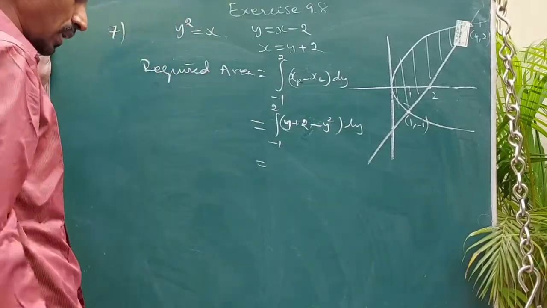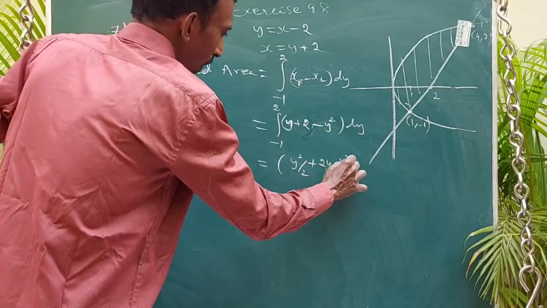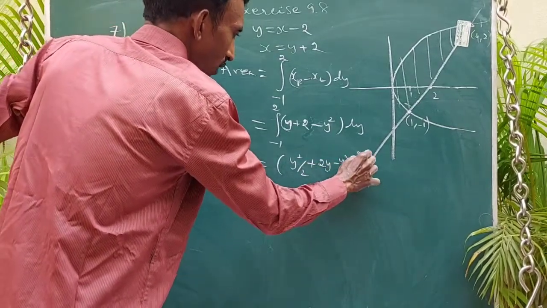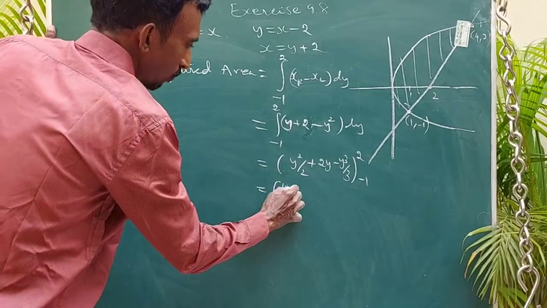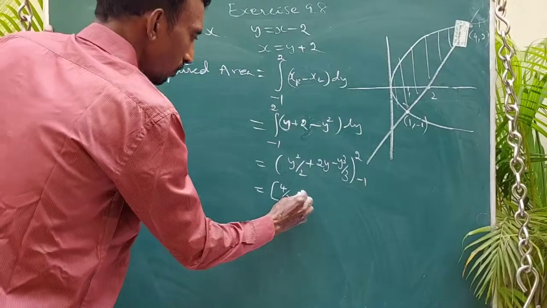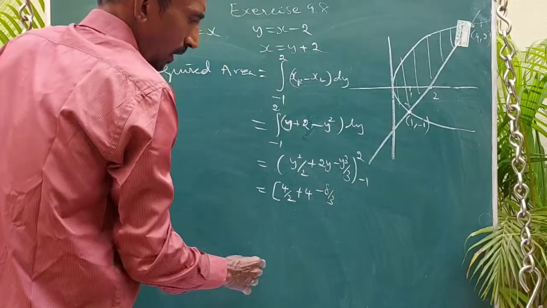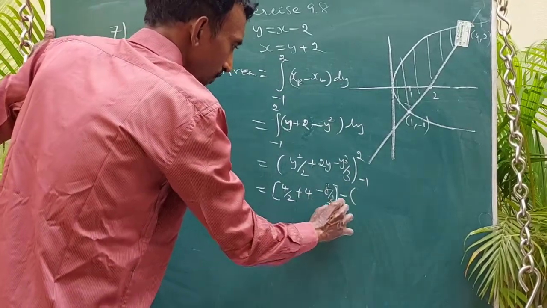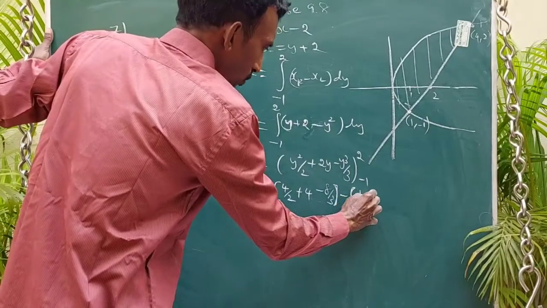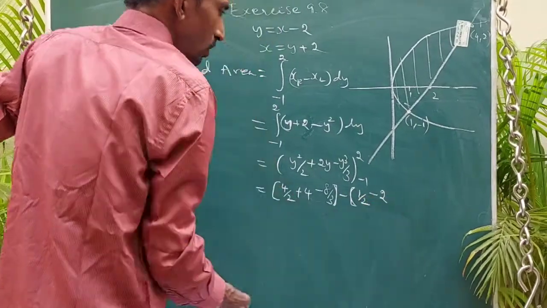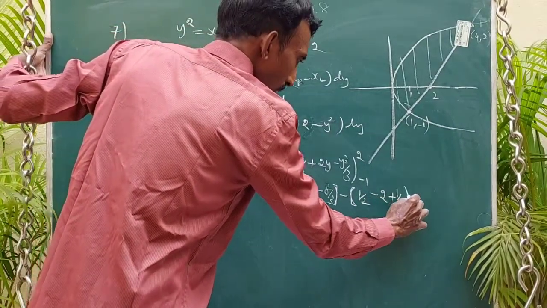So very simple integration. So y square by 2 plus 2y minus y cube by 3, integral minus 1 to 2. First put the upper limit. So 4 by 2 plus 4 minus 8 by 3. So upper limit minus lower limit. Okay. So minus, the whole square, plus 1 by 2 minus 2, so minus into minus plus 1 by 3. Okay.